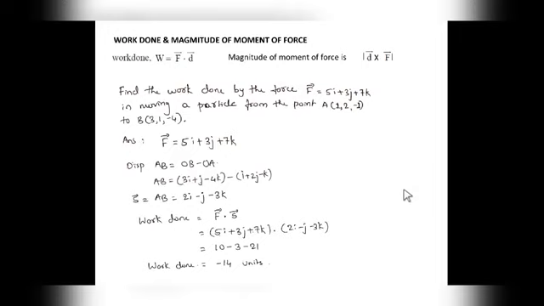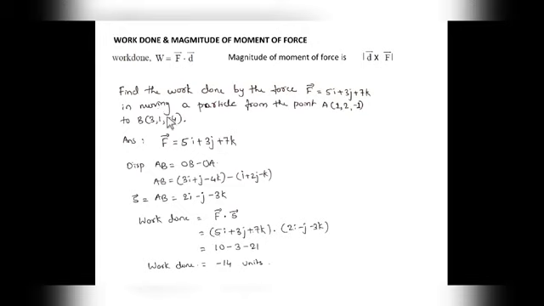Now we'll move on to the next concept, that is work done and magnitude of the moment of the force. To find out work done as well as magnitude of moment of the force, we have the formula: work done is equal to force into displacement. This is dot product. Magnitude of moment of force is magnitude of displacement into force, that is cross product.